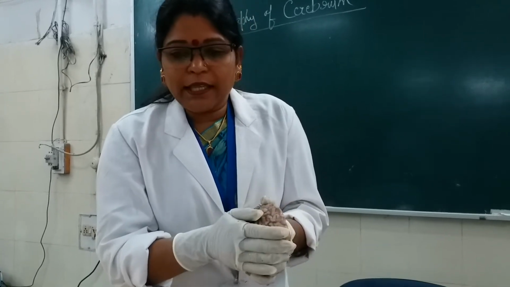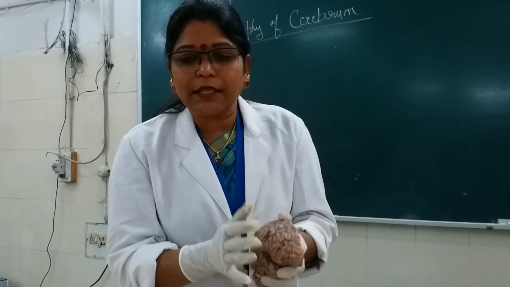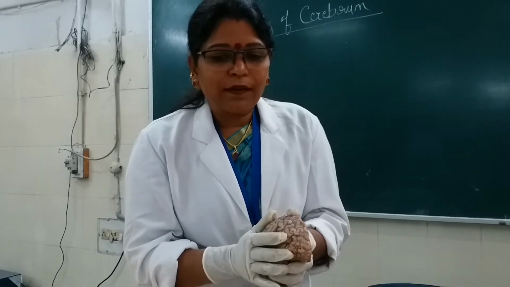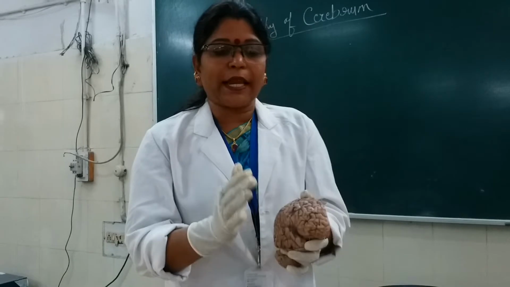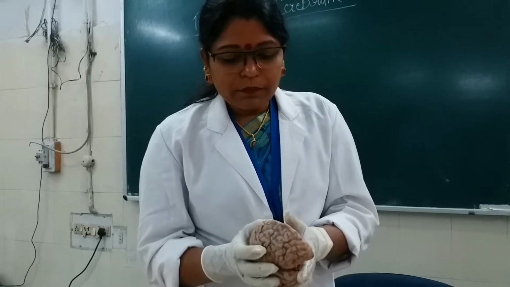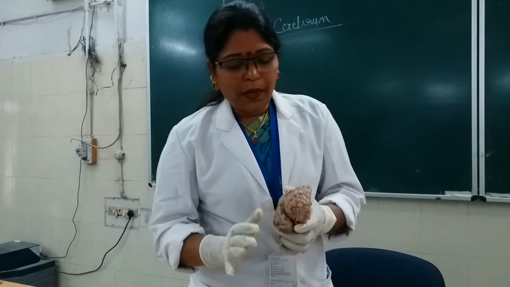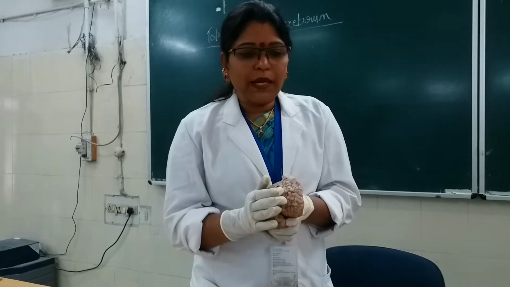Can you say what would be the surface area of the total cerebral cortex in the human being? Anyone? It is approximately 2200 to 2500 square centimeters. This is the cortical area of the cerebral hemisphere. Okay. So, now one by one, how many surfaces does the cerebral hemisphere have?